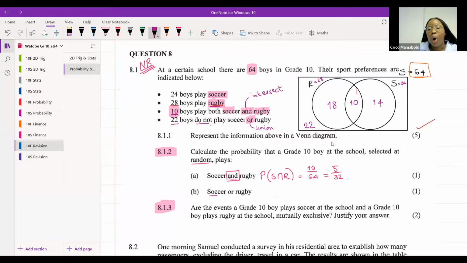All right, let's talk about soccer or rugby. If I wanted the probability of soccer or rugby, how do I express or? It's the union. Correct, soccer union with rugby, which is equal to 42/64. It's going to be 18 plus 10 plus 14, which gives us 42 over 64, which simplifies to 21 over 32. Beautifully done.